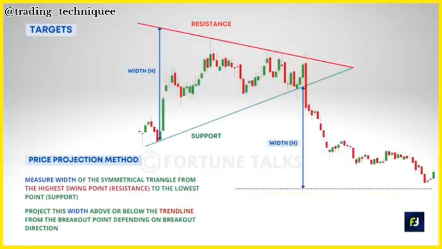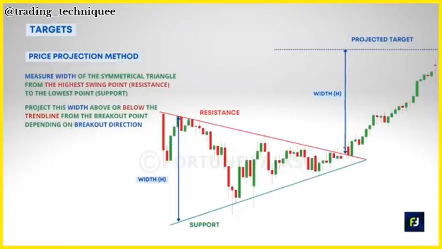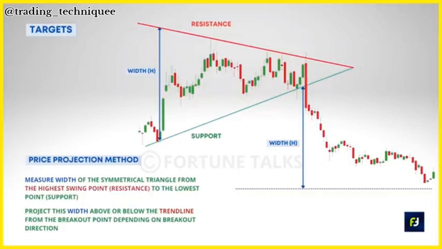All you have to do is take the distance between the highest and lowest points of the symmetrical triangle, that is the widest distance of the pattern. Then depending on the breakout direction, copy and paste this distance, or project this distance, at the breakout point. For example, in case of a bullish breakout, project this distance above the resistance level from the breakout point, and for a bearish breakdown, project the same distance below the support level from the breakdown point. This will give you the price projection or the expected target level.